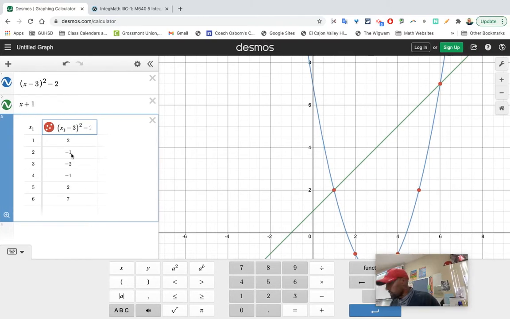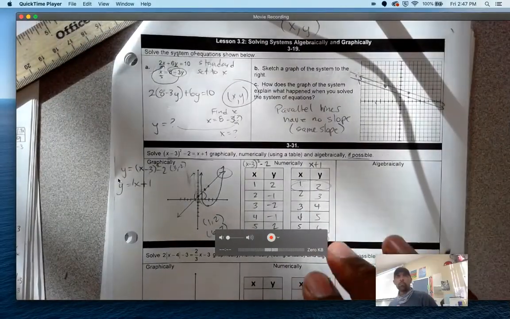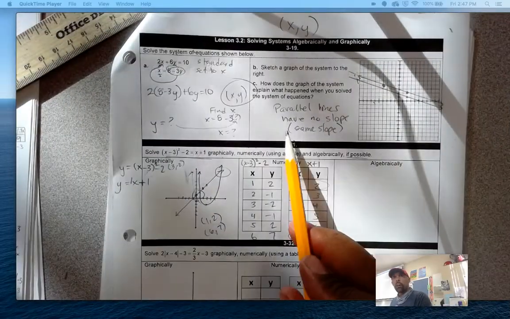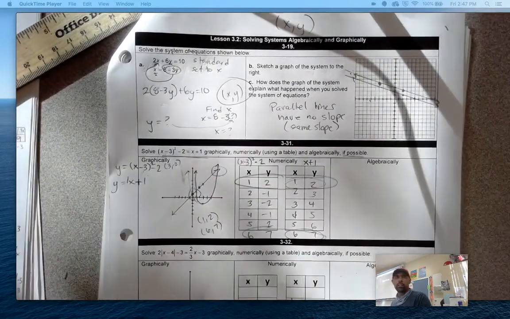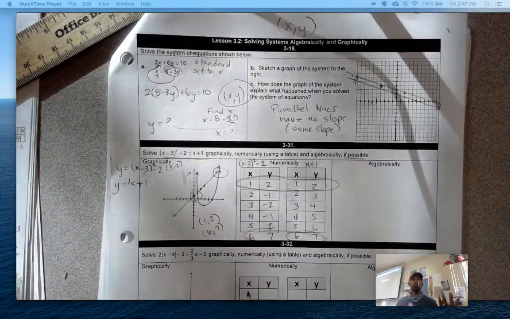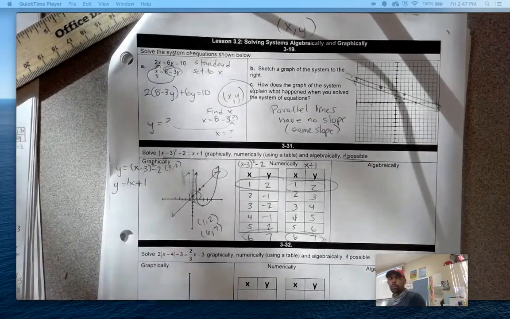I'm copying this down right now. Maybe you guys can do the same. Okay. All right, so now I've got them all copied down here. And so you can see that there's the points that line up and that are an intersection. Okay, so I can use the table, I can look at the graph different ways.